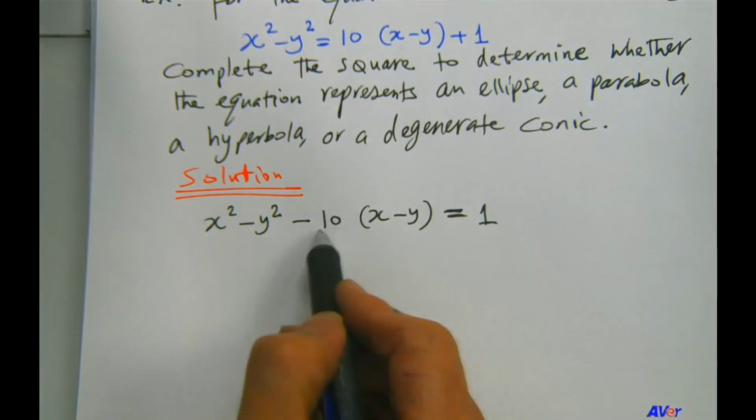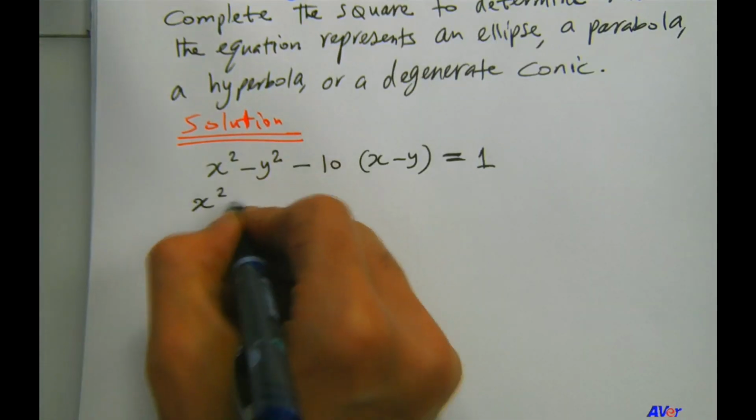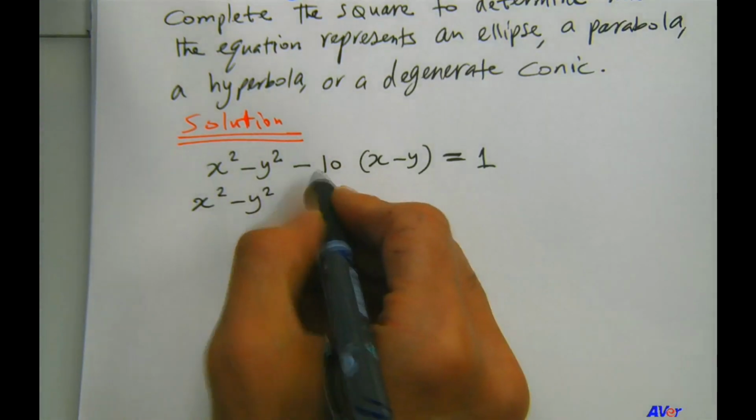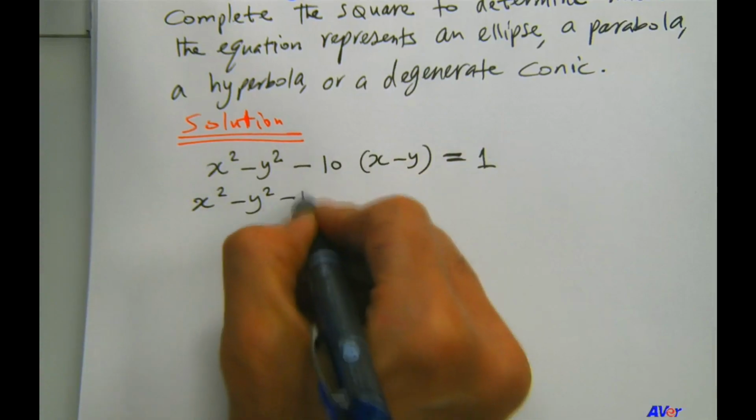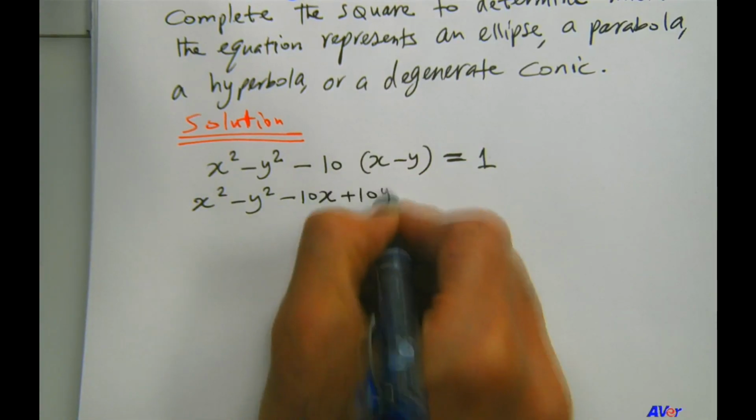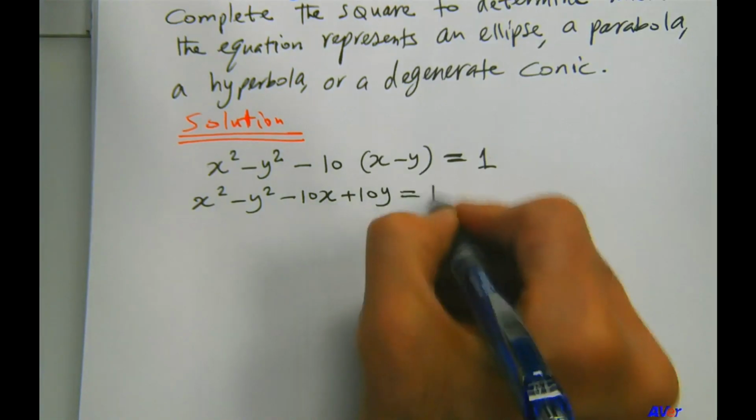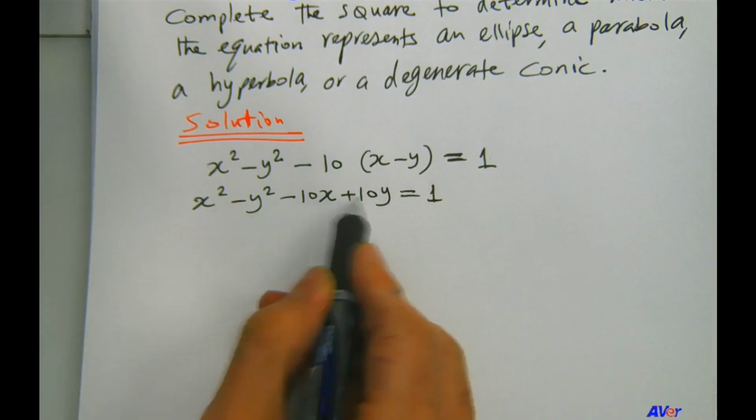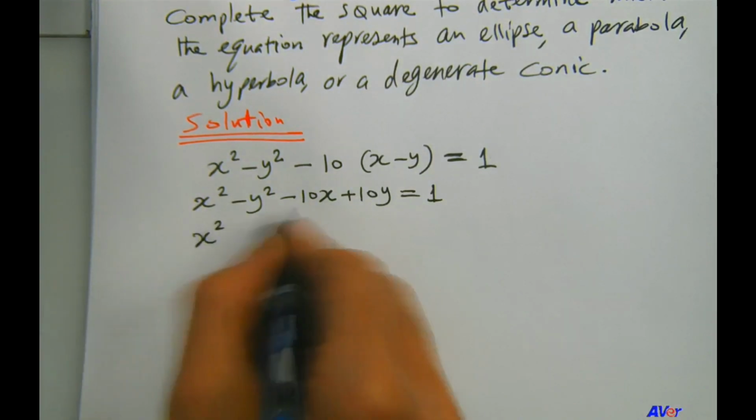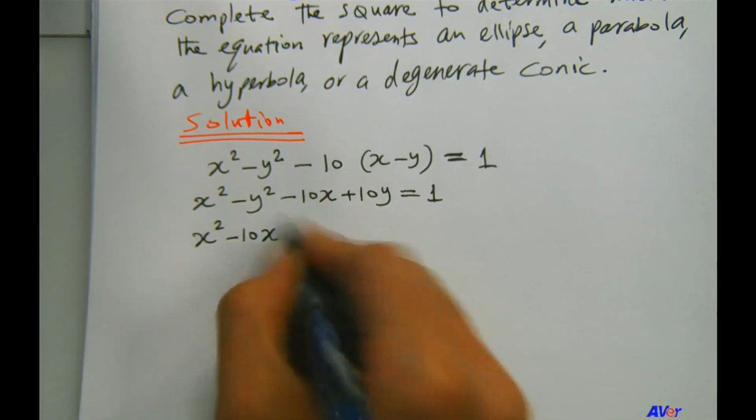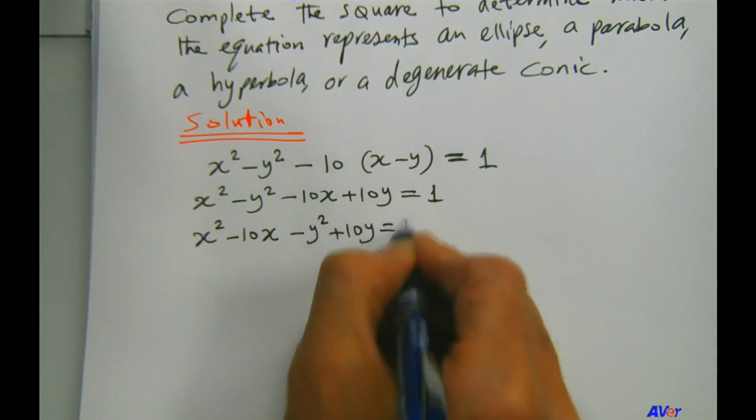So now let me distribute the negative 10 into that, because I need to separate the x and y terms in order to complete this square. So I need to distribute this. Now I'm going to put x terms and y terms together. So x squared minus 10x, and then minus y squared plus 10y equals 1.